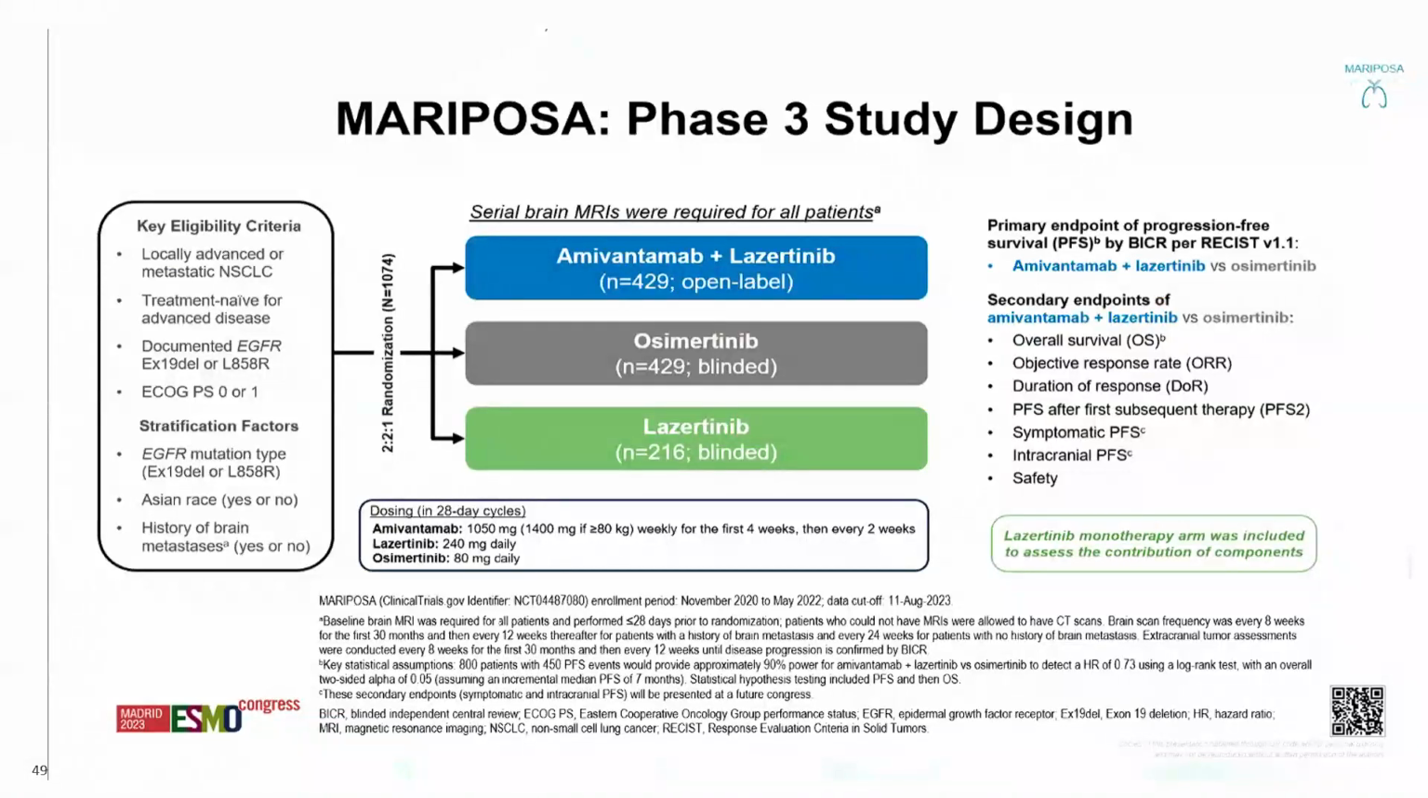MARIPOSA is a very interesting study. In this one, patients with documented EGFR exon 19 and exon 21 mutation were randomized to amivantamab plus lazertinib versus osimertinib versus lazertinib. The lazertinib monotherapy arm was included to assess the contribution of the component. What osimertinib does, we know, but whether lazertinib is really going to contribute as a single agent or not is the question. The primary endpoint is again PFS. Next slide.